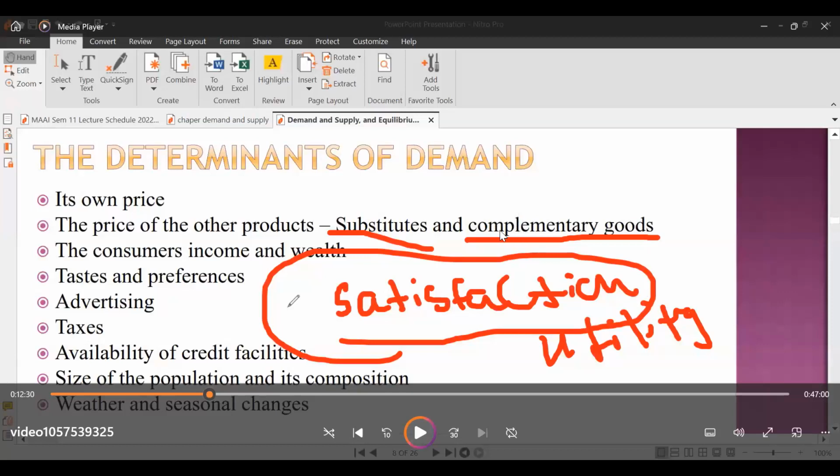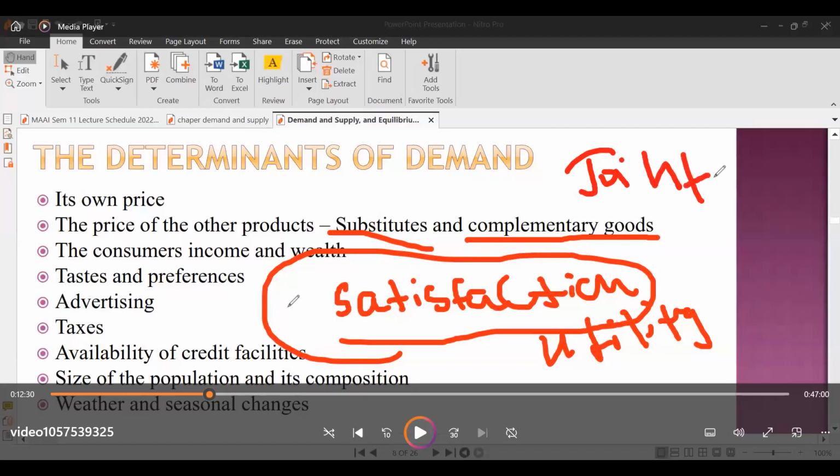So then again we can identify, as another related good, the complementary commodities. What does it mean by the complementary commodity? Complementary means joint products, right? Joint products. So what does it mean by this joint product?